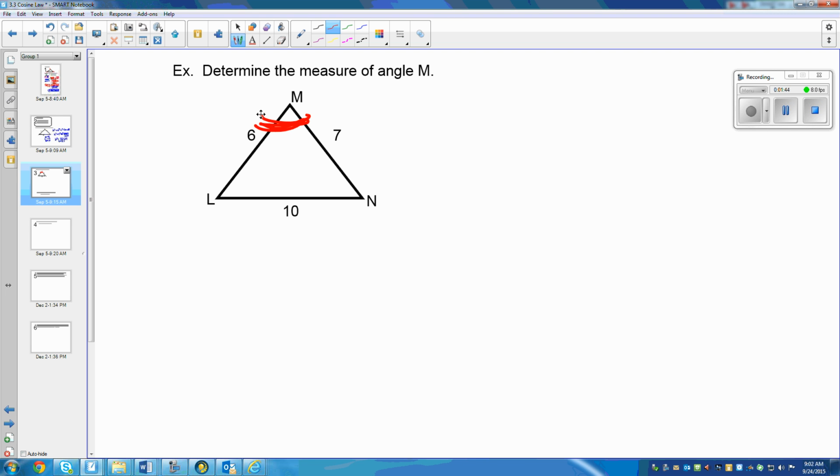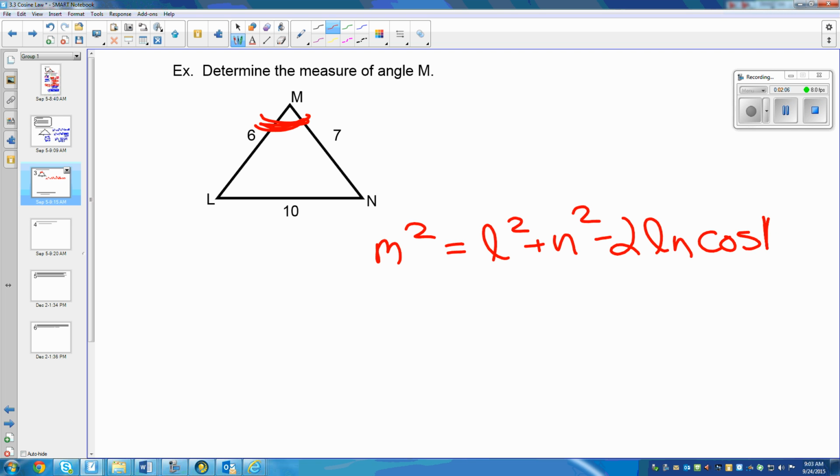So remember, whenever you do this, the side length that's on the other side of the equal sign is across from the angle that you want to know about or that you have, right? So I'm going to say m squared is equal to L squared plus N squared minus 2ln cos of M. Okay? So what I did was I took all the ABCs and I made it into this triangle. You could leave it as a squared plus b squared minus 2ab cos c. That's fine. Okay?